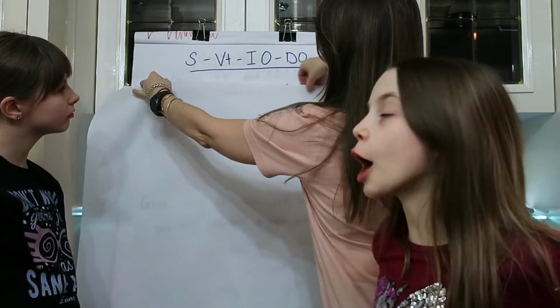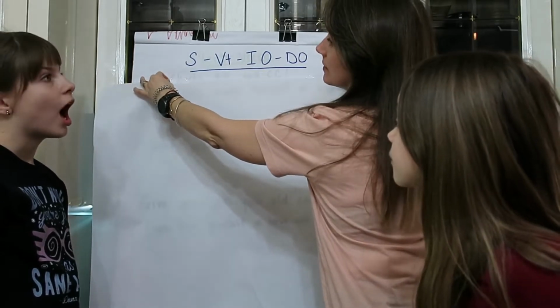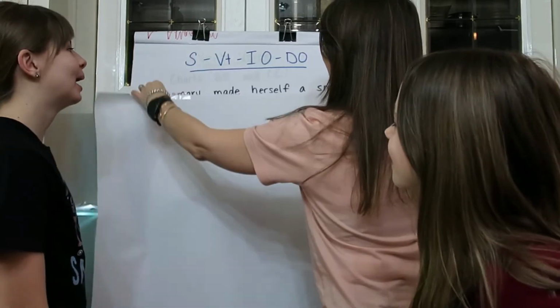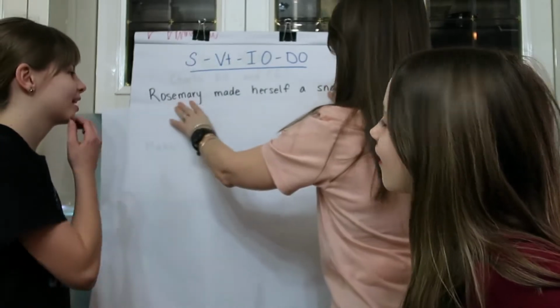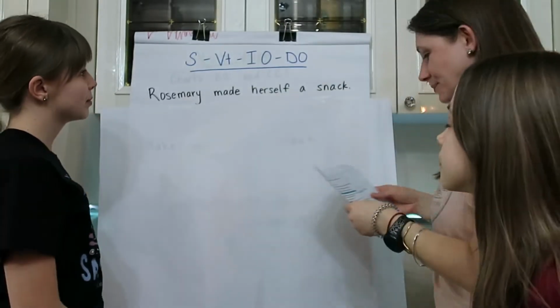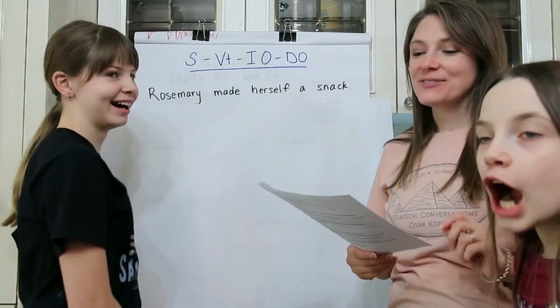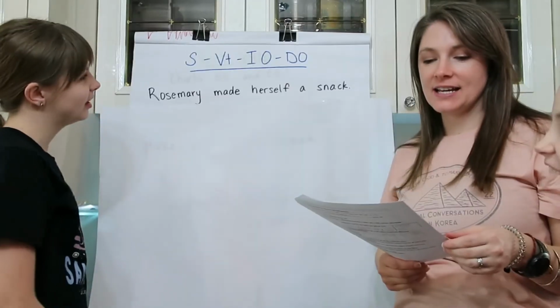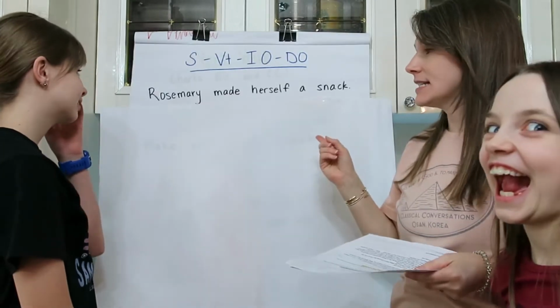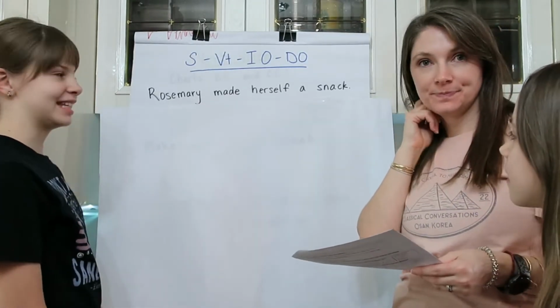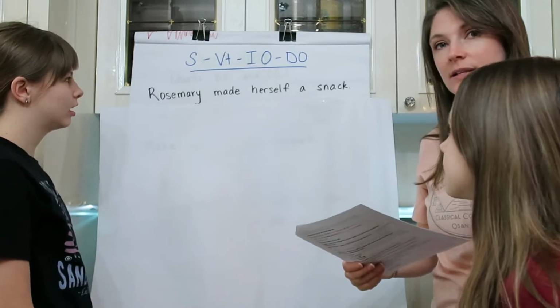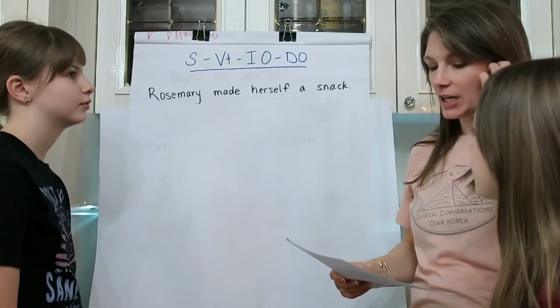Can y'all come up with one off the top of your head? Okay, so what's our sample sentence? Rosemary made herself a snack. Okay, Rosemary made herself a snack. And what's the purpose of this sentence? Not pattern, purpose. Declarative. Very good, it's declarative.